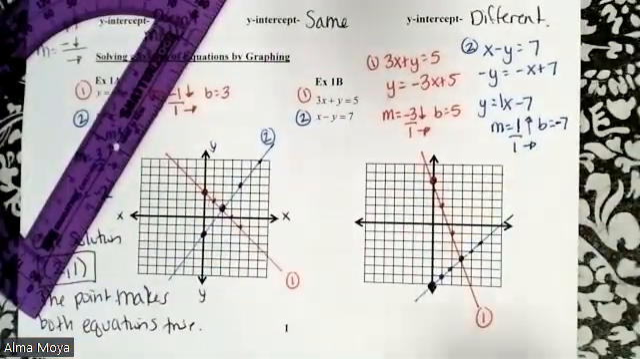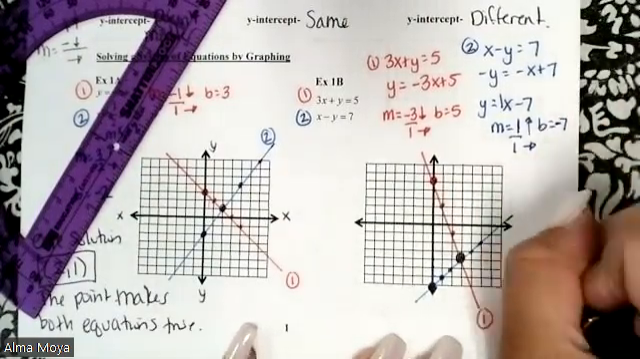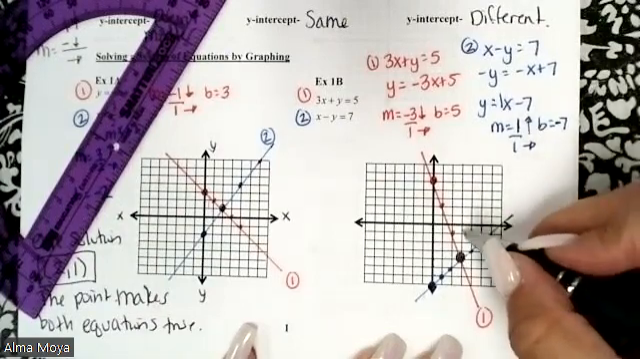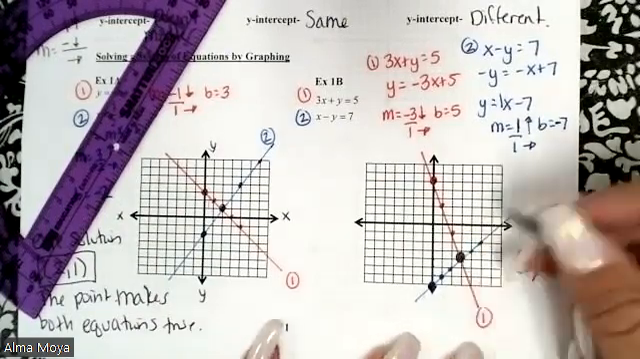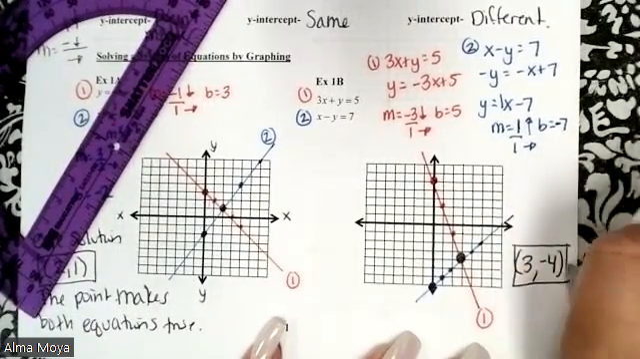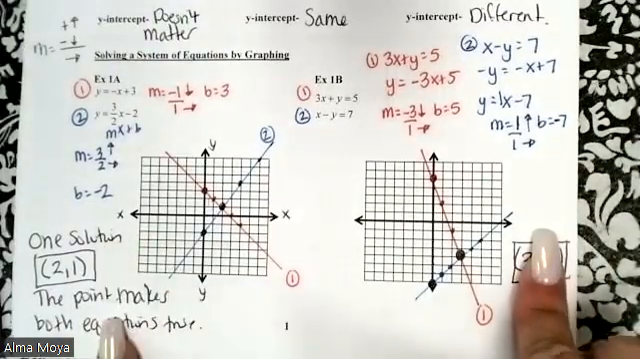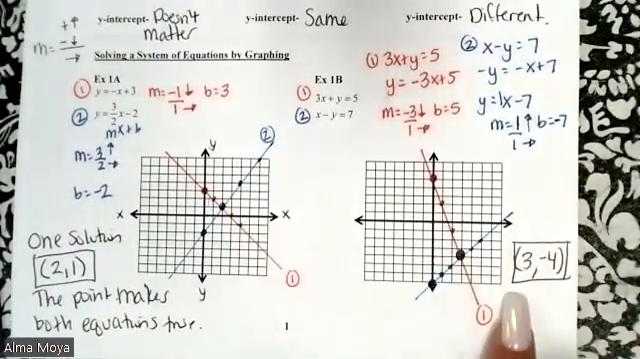I have a point of intersection. That is right here. And that is x is 1, 2, 3. So x is 3. Y is 1, 2, 3, 4 down. So that's going to be a negative 4. So once again, I have one solution. And that point is what makes both equations true.